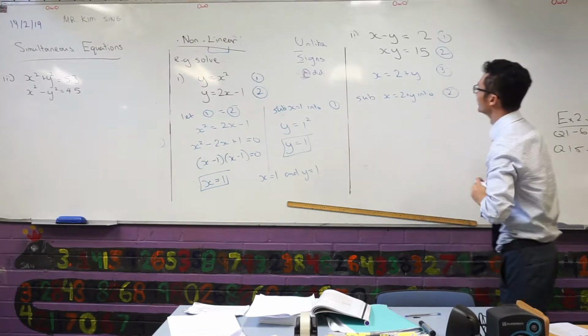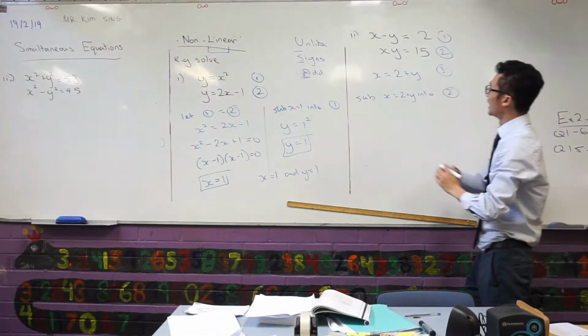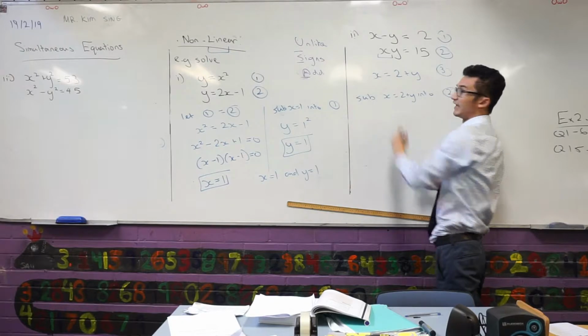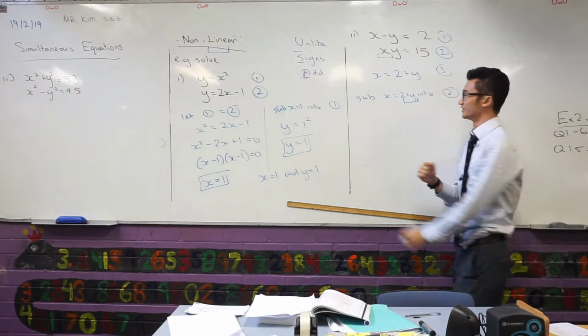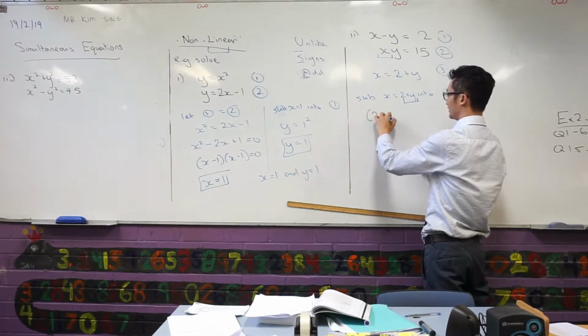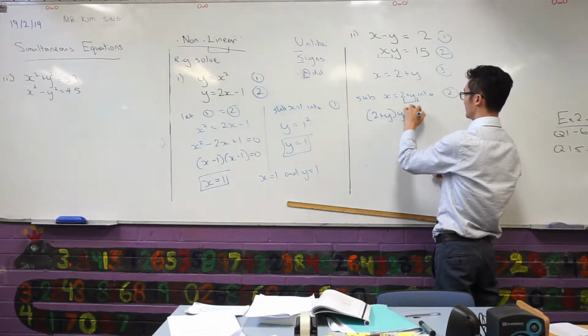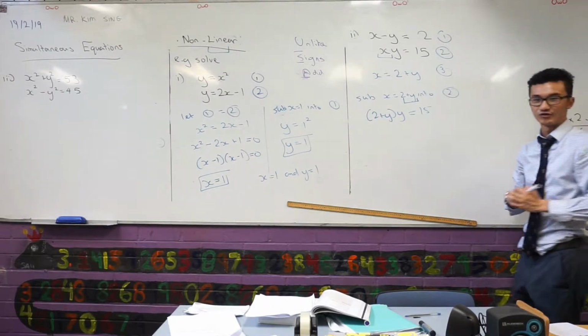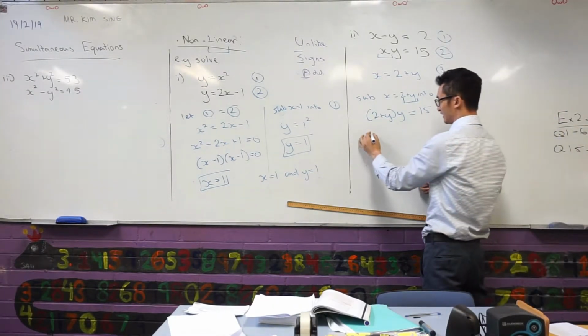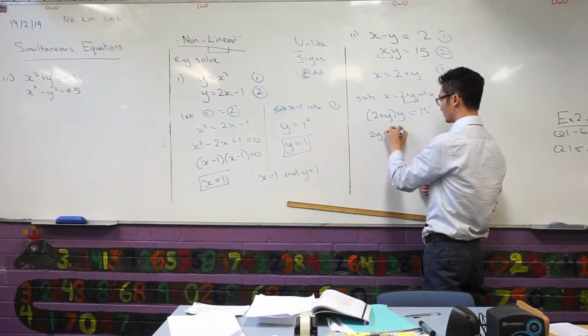That's the first thing I want to do. And then I can take my x that I've found and replace it into that second equation. So I'll end up with (2 plus y) times y equals 15. And now you can hopefully see where this quadratic is going to come from, because if I expand this out, I'll get 2y plus y squared.